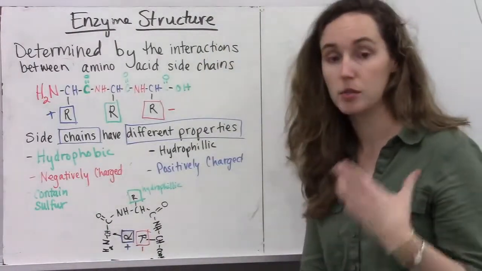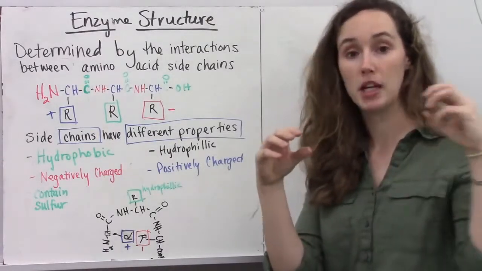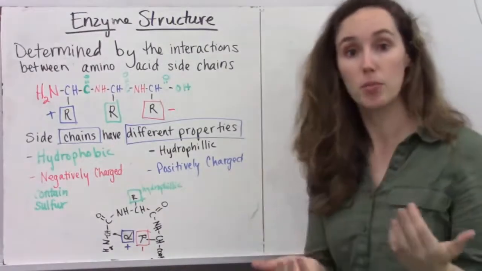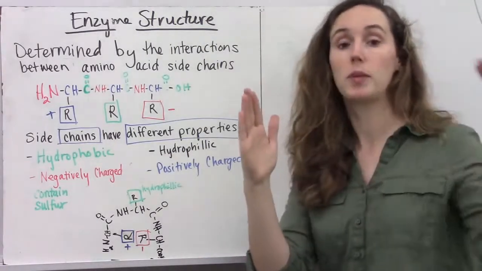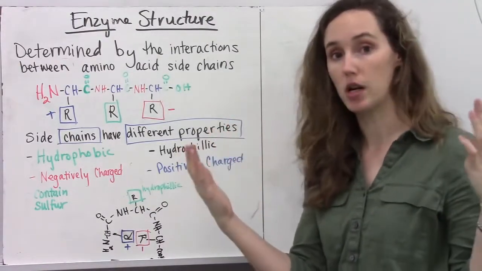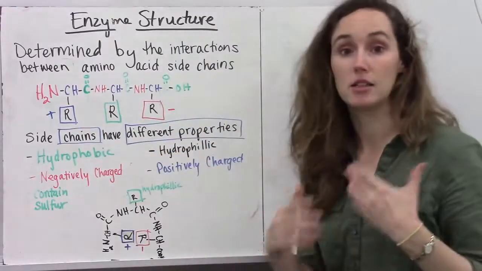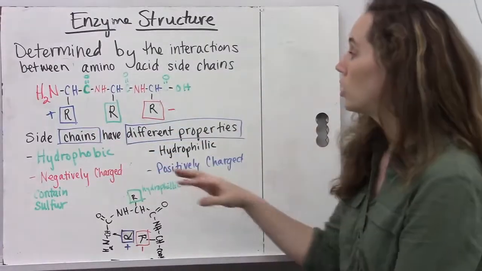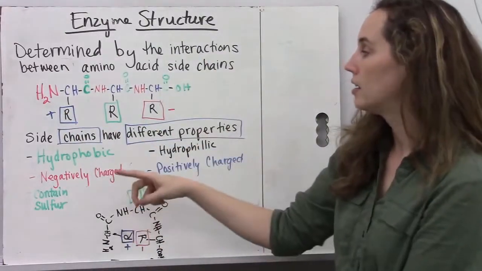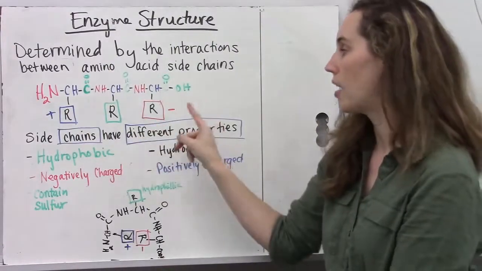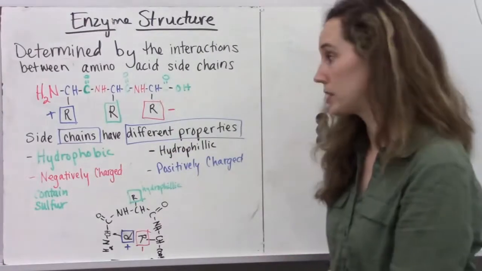What determines an enzyme's special structure is the interactions between the amino acid side chains that make up that protein. As you recall, proteins are made up of a string of amino acids that are connected by peptide bonds, and each of those amino acids has its own side chain that has a special property. This is my example of a tripeptide, and these different amino acid side chains I have in different colors because we're going to imagine they have different properties.